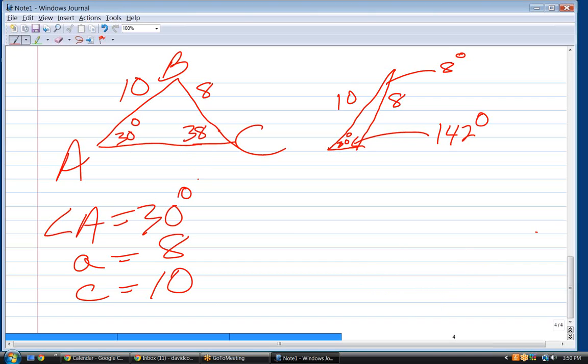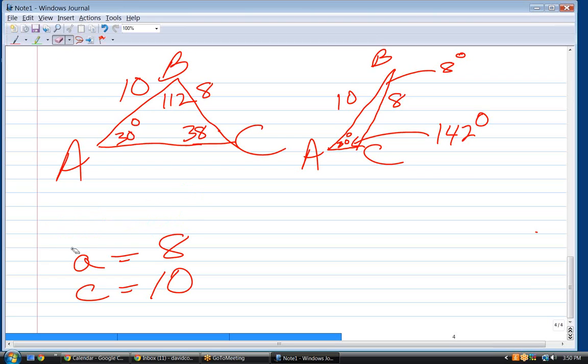This one is 38. What's angle B in my first triangle? Angle B is 112. What's angle B in my second triangle? 8. I've already labeled it. Still A, B, C. So now I've got 5 pieces of each triangle. The only thing I need is side B of the first one. What's side B going to be?